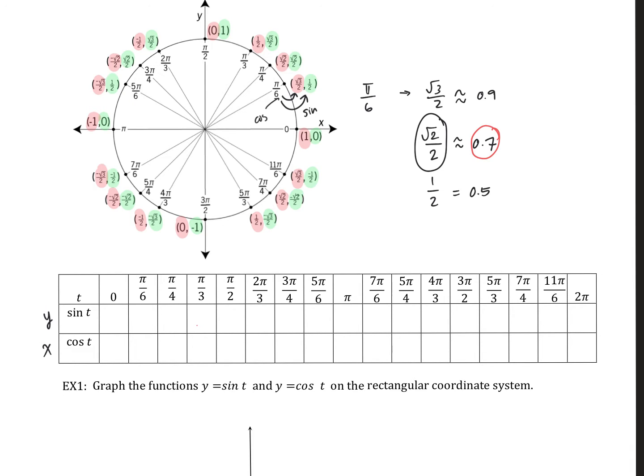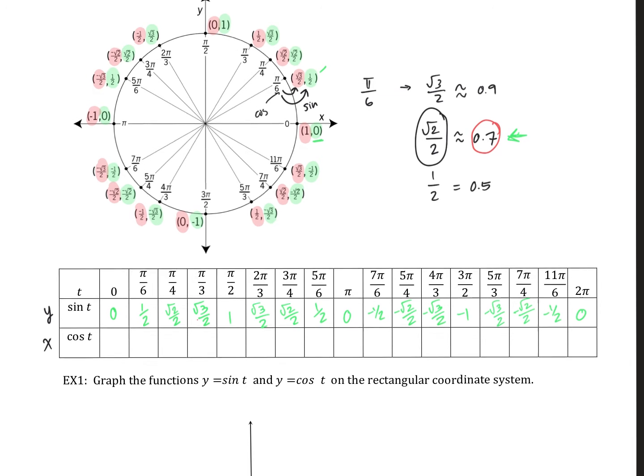So, let's see. For sine of t, at 0, sine is 0. At pi over 6, sine is a half. And at pi over 4, sine is root 2 over 2, which for graphing we are going to be using 0.7. Let me write down all these values. Feel free to pause the video, write them down yourself, and check in with me in a second. Alright, so I filled in those values.